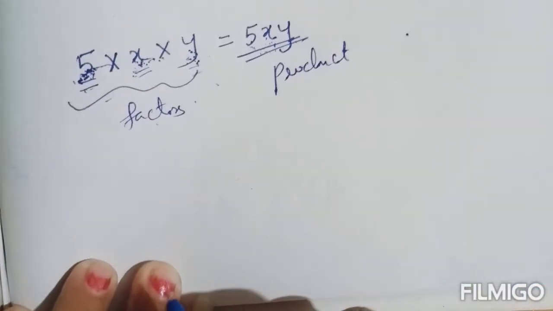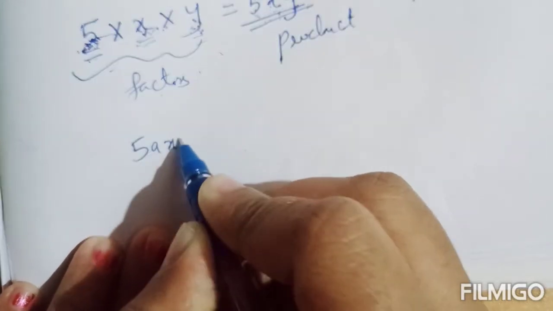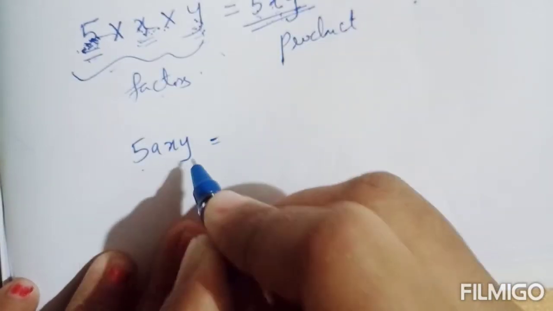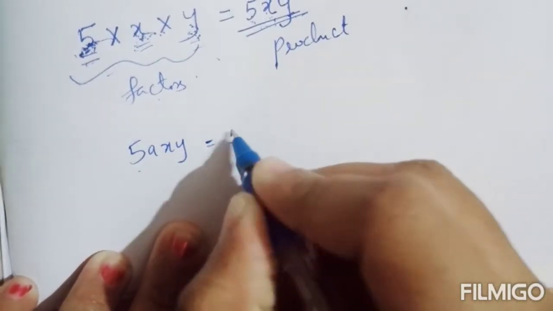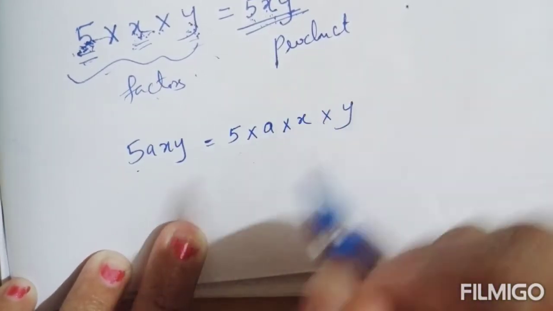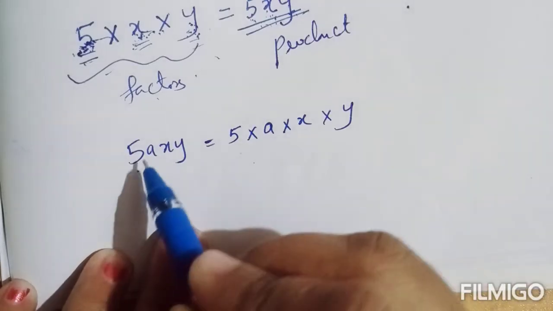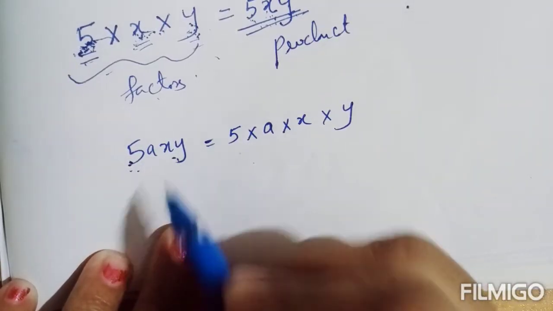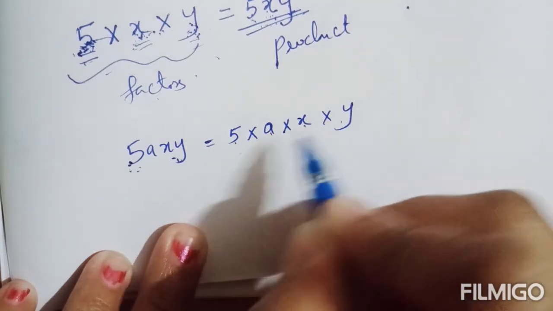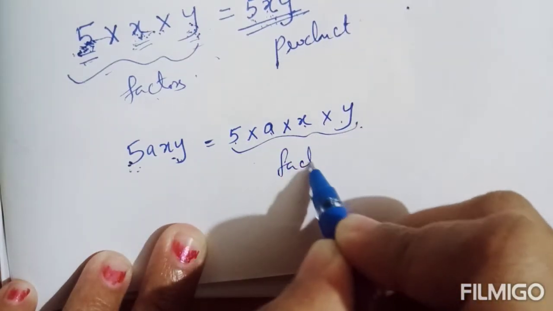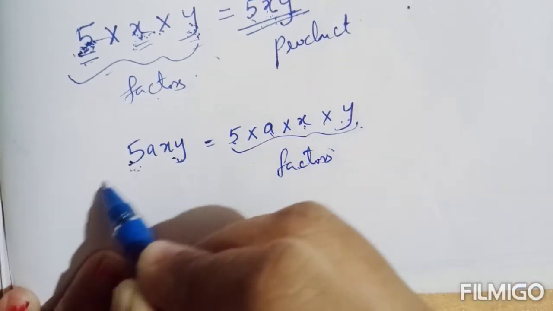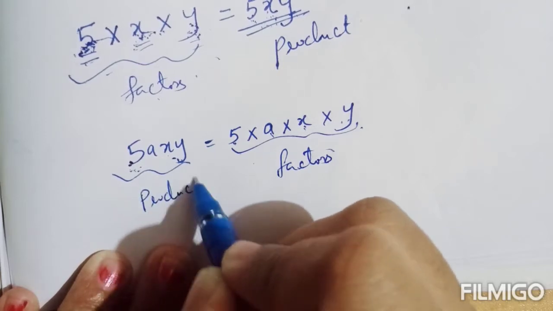Let us take another example. 5axy. We will get this product 5axy by multiplying 5 into a into x into y. So 5axy is the product. We will obtain this product by multiplying 5, a, x and y. So these are the factors of this product 5axy. 5, a, x and y are the factors of this product 5axy.